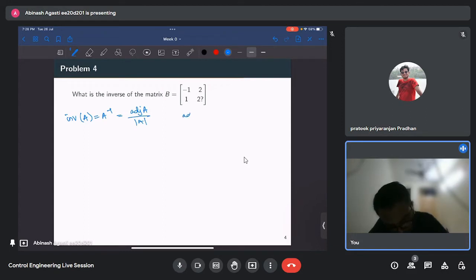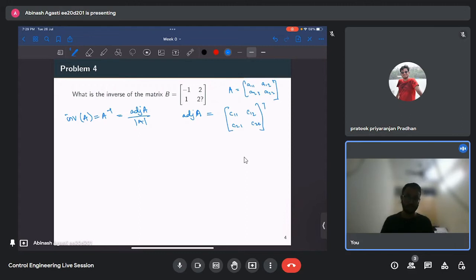Now adjoint of A, where say A is A11, A12, A21, A22, is given by the cofactor matrix, that is, we'll take C11, C12, C21, C22 and its transpose, where cofactor is the thing we discussed earlier. We'll remove the rows and columns, compute the determinant and multiply it with -1 raised to the power i plus j. So for this matrix we want to find out V inverse.